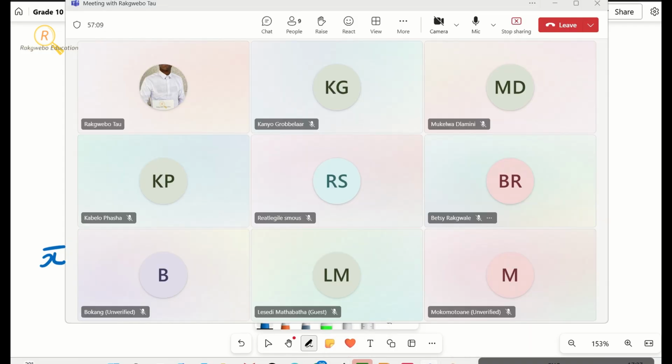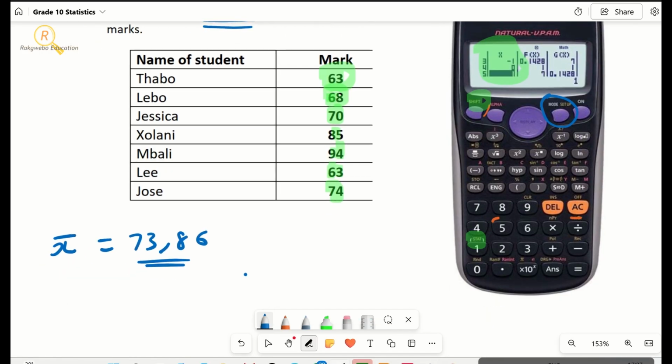Are we all happy with that? Mokokotwana, are you happy? Easy, ne? Easy peasy. Lemons. Yes, yes.